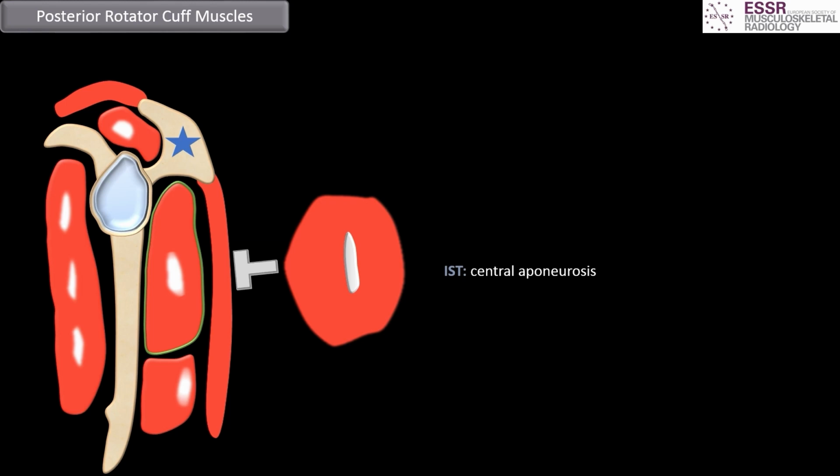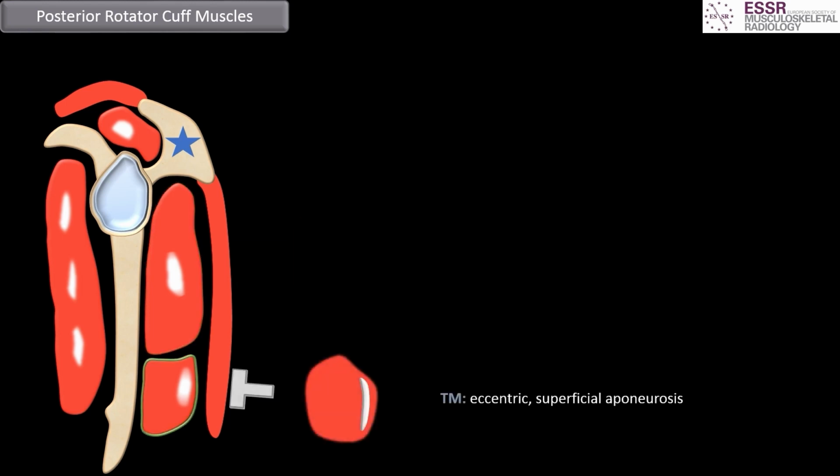Note that the infraspinatus muscle has an individual aponeurosis typically located centrally, while the teres minor is characterized by the presence of an eccentrically located and superficial aponeurosis. As a variant, the muscle bellies of the infraspinatus and teres minor may appear fused, sharing a common central aponeurosis.